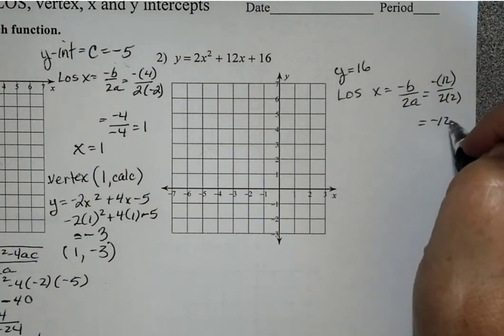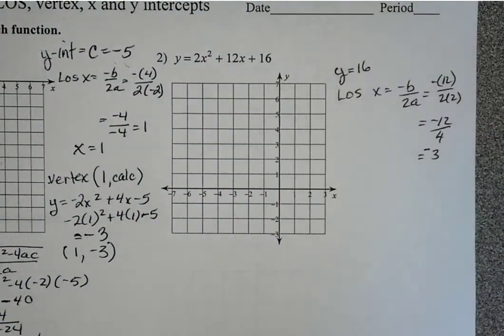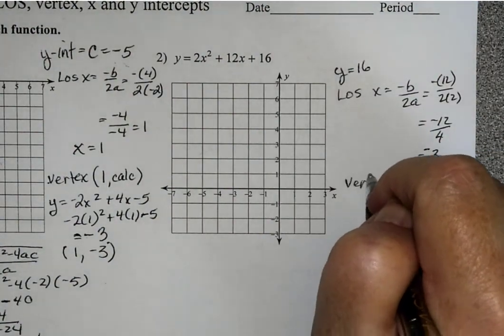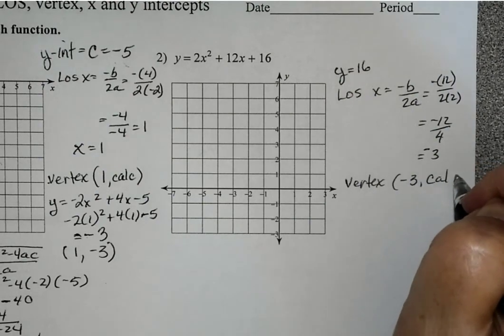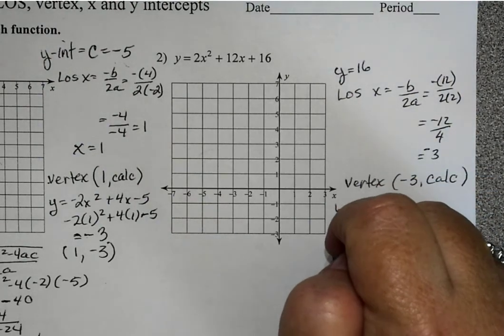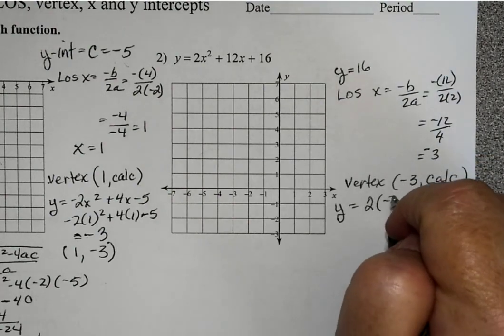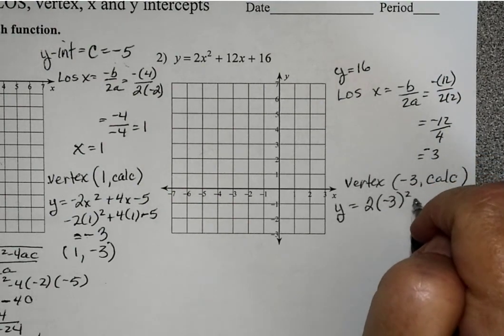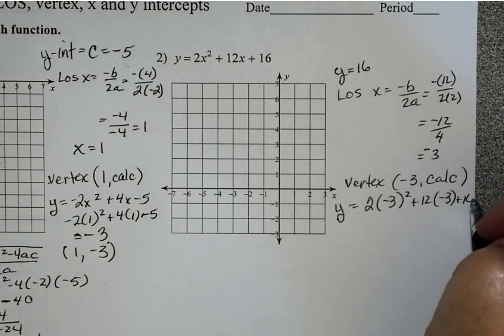So that's going to be -12 over 4, which is equal to -3. So my vertex is going to be at -3, but then I need to calculate the y value. So I have y equals 2 times -3 squared plus 12 times -3 plus 16.